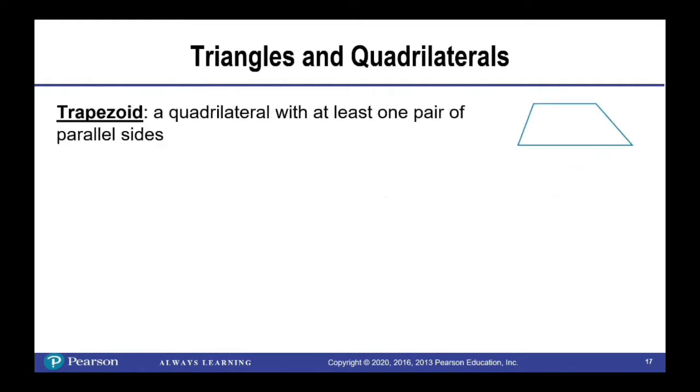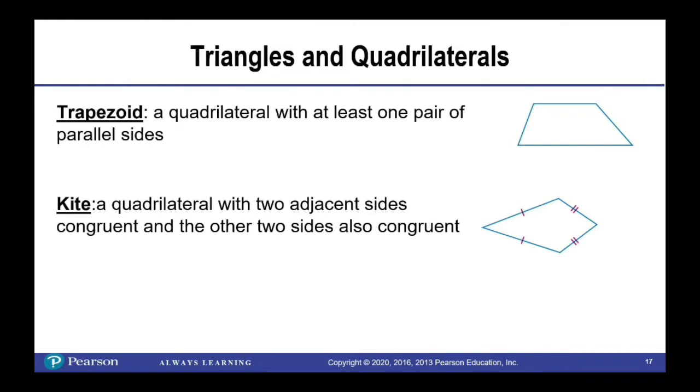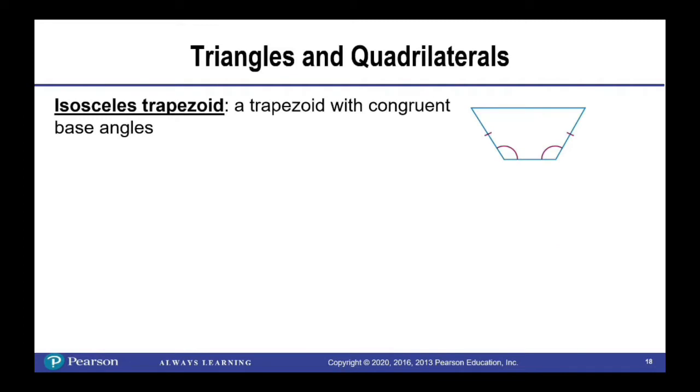A trapezoid is a quadrilateral that has at least one pair of parallel sides. A kite is a quadrilateral that has two adjacent sides congruent and then the other two adjacent sides congruent. Now we do have a special type of trapezoid called an isosceles trapezoid. This is a trapezoid whose base angles are congruent.